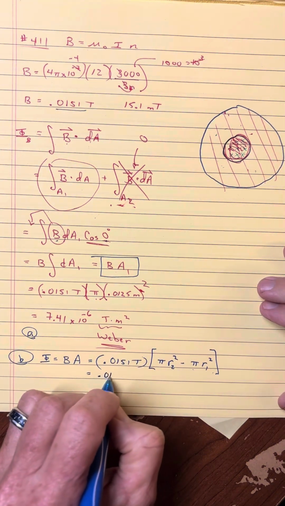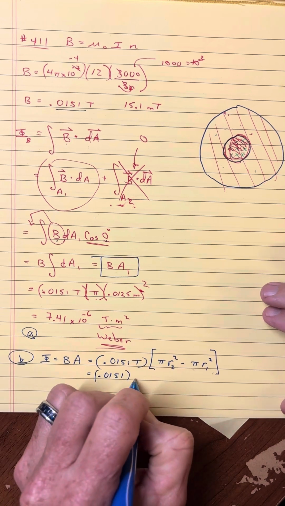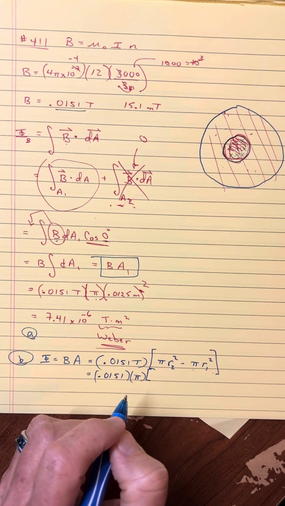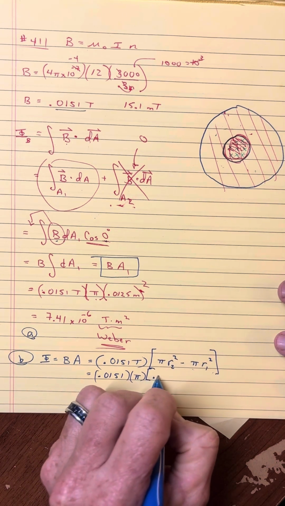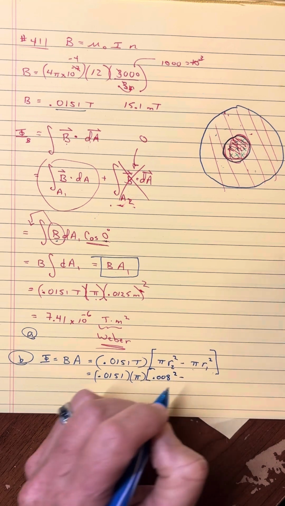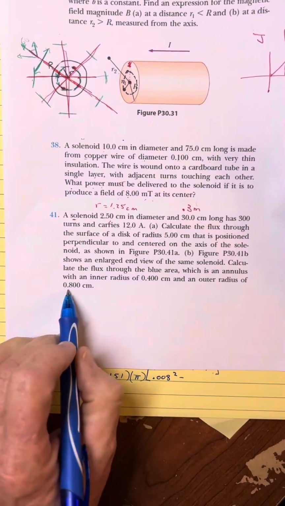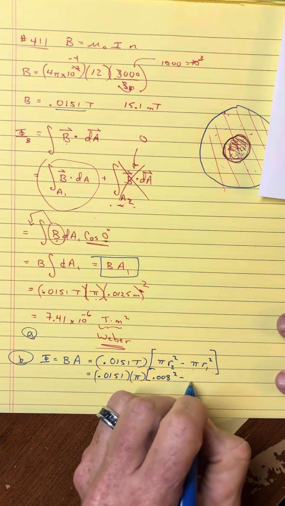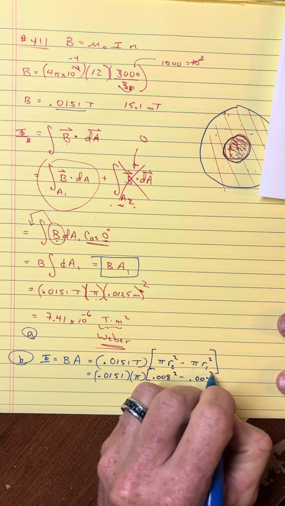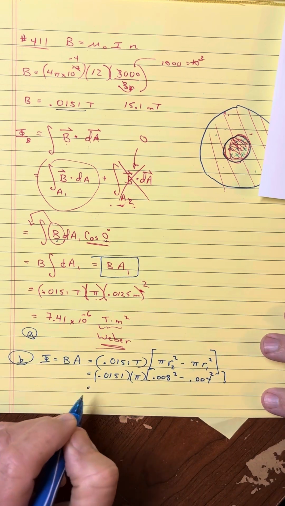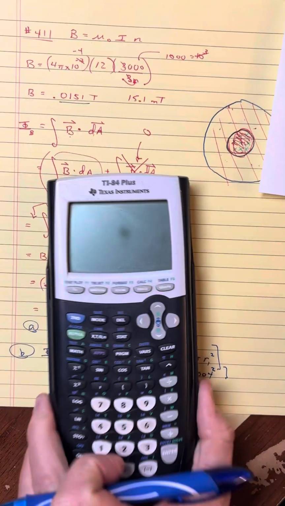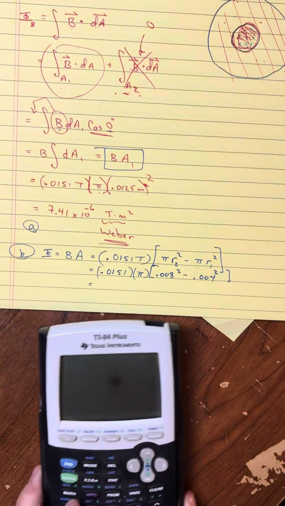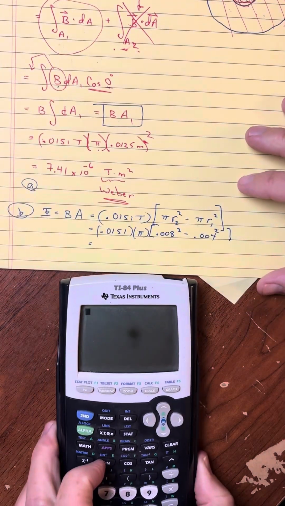So 0.0151, maybe even I'll factor out a pi, and then it just becomes R2, which is 0.008 squared. That's the 0.8 centimeters, written in meters, minus 0.004 squared. And then it's a pretty straightforward calculation. Okay, so let's finish up B before we get really into this video.